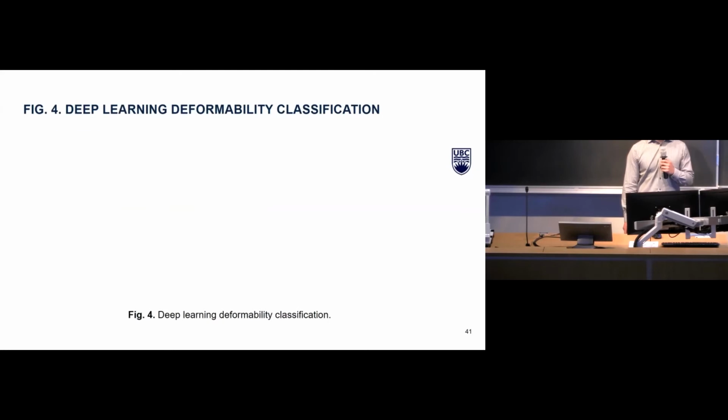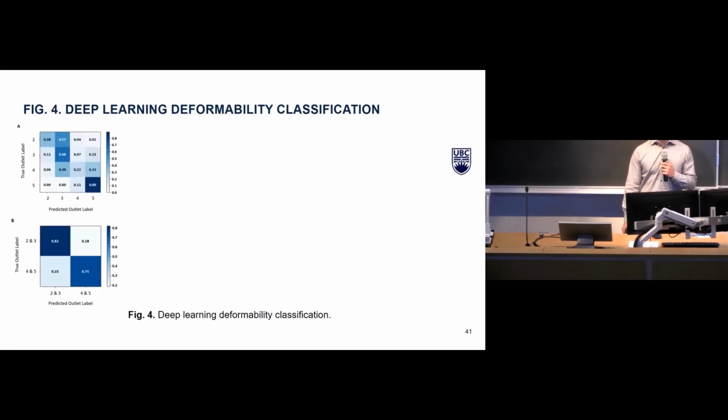Now, figure 4 here describes a deep learning deformability classification. In A, we see normalized confusion matrices for donor 3 when the red blood cells from outlets 2 to 5 are considered as separate classes. We see substantial misclassification between outlets 2 and 3 and between outlets 4 and 5.